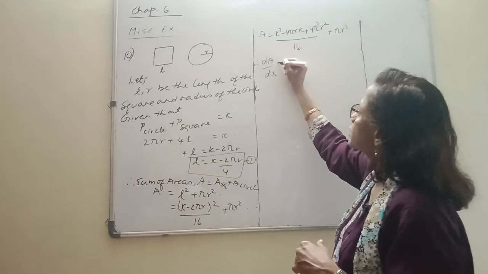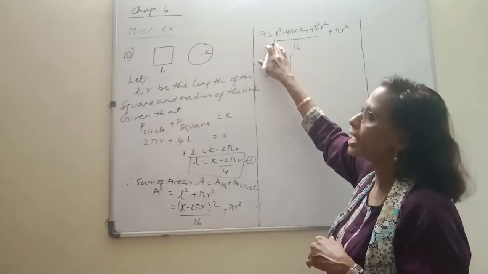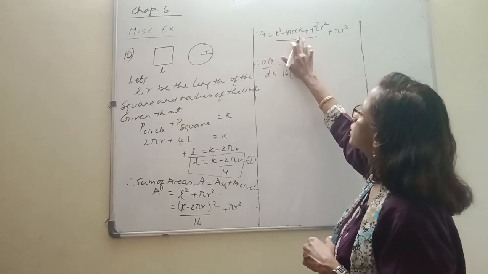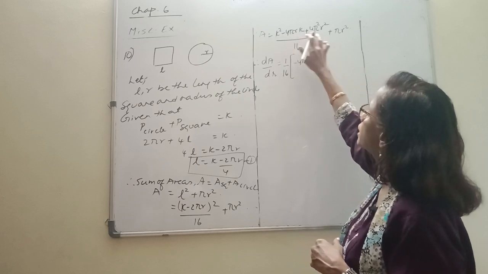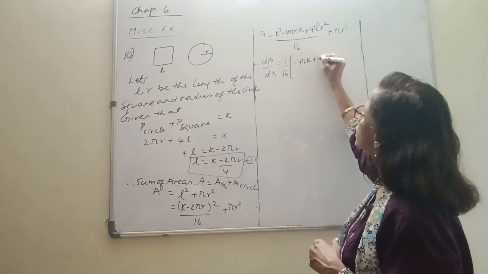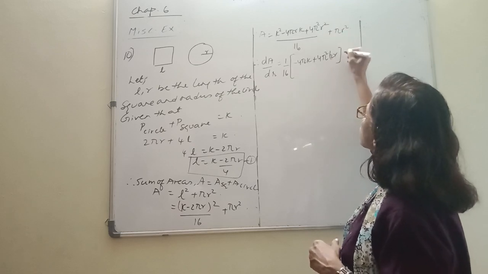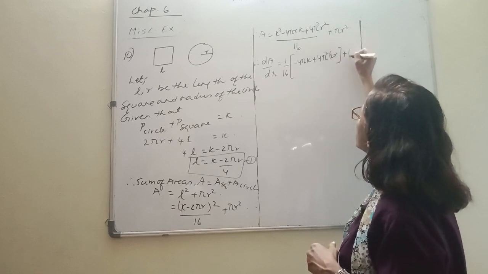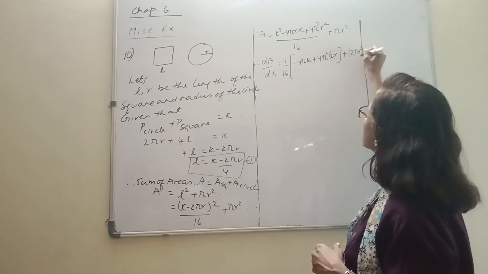To get the first derivative, let's take the 1 over 16 outside. k squared is a constant, it doesn't have a derivative. Let's look at the derivative of this term. It is minus 4 pi k, derivative of r is 1. And 4 pi r squared, let it be as it is, and the derivative of r squared is 2r. Also here, the derivative of pi r squared is 2 pi r.